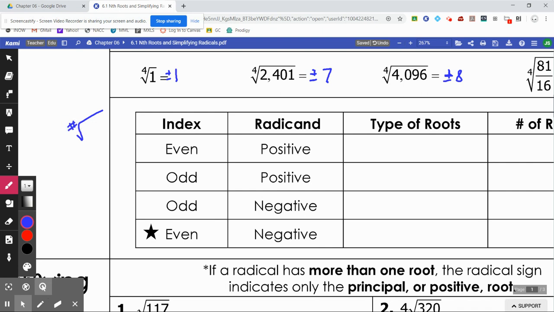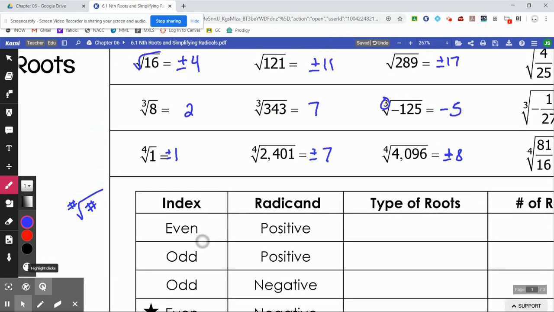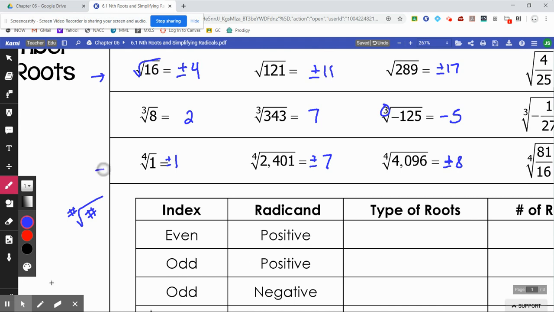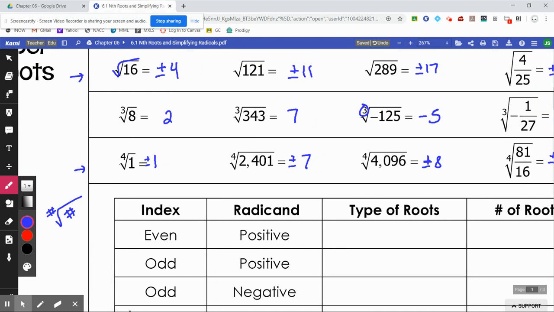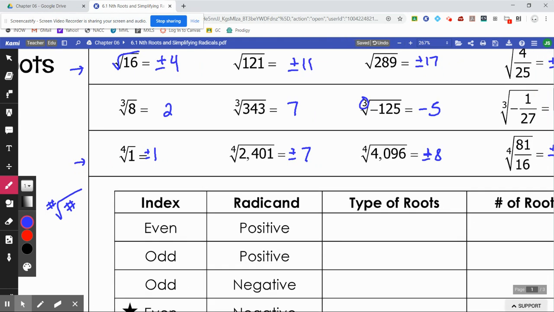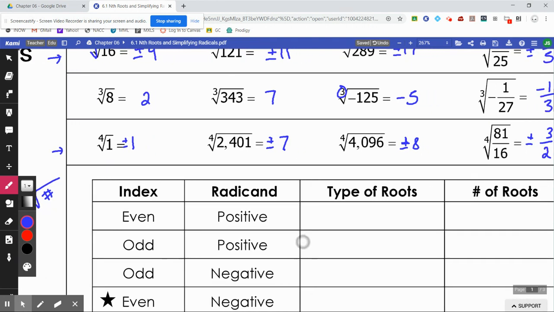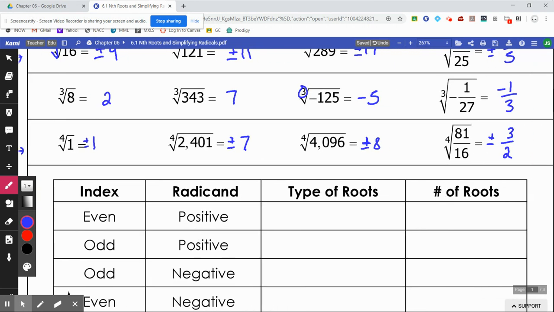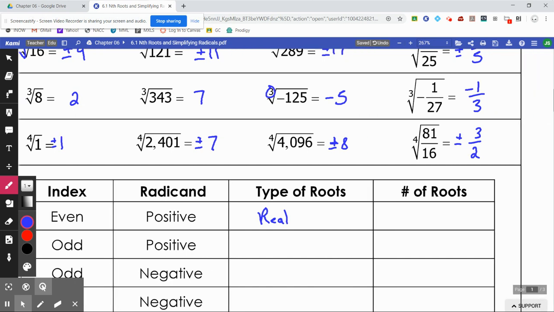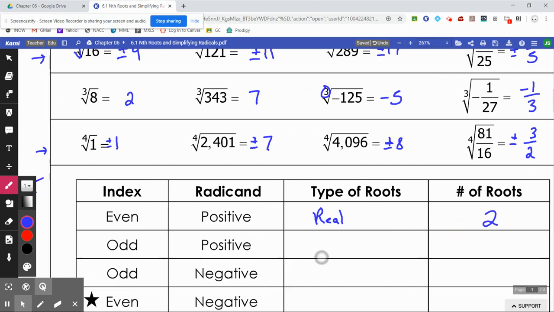And the radicand is the number inside of here. When your index is an even number, going back to these, and that would be this situation or this situation, and you have a positive radicand, which all of those are positive, then you're going to have what type of roots? And that would be real. You can find the square root and the fourth root and the sixth root of positive values, and you're going to have two of them. They're going to be positive or negative.